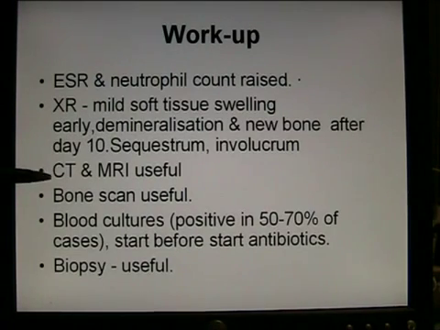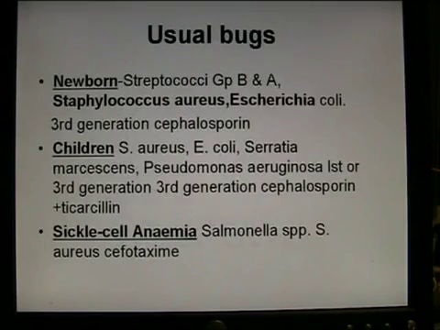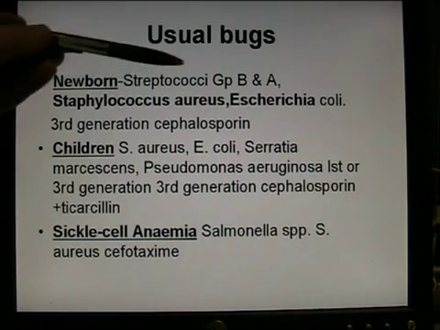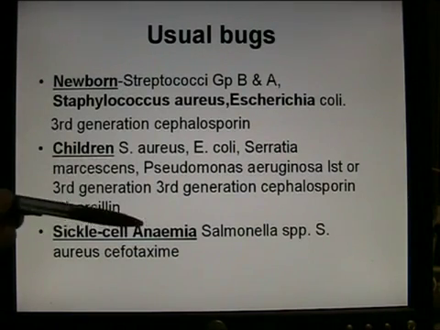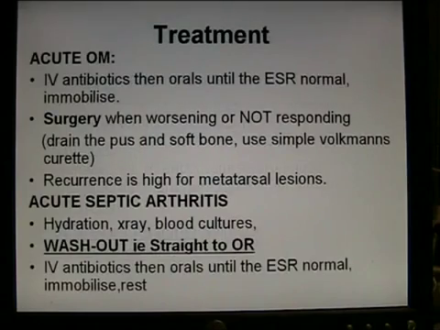CT and MRI not that useful in the acute situation. Bone scan can be, but it can take several hours to get. Blood cultures will be positive in 50 to 70% of cases, but it takes several hours to come back. Biopsy is only in the chronic situation. The usual bugs are Staph aureus, but in the newborn you can get strep, E. coli. In children, some gram-negatives. Sickle cell, salmonella.